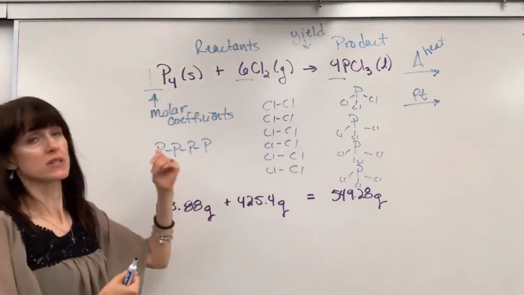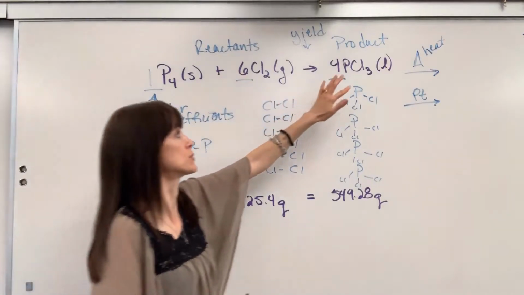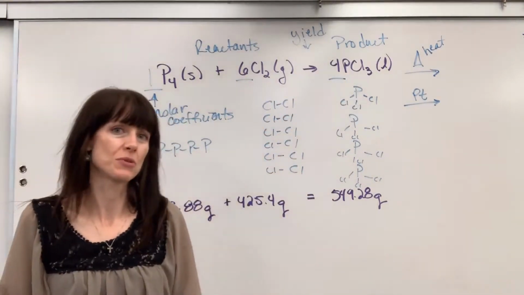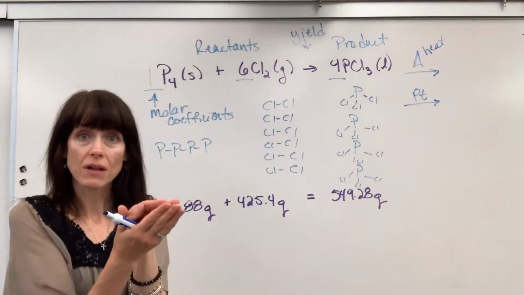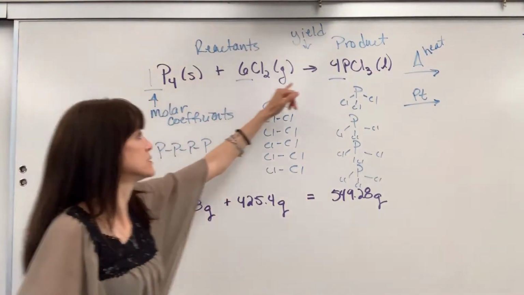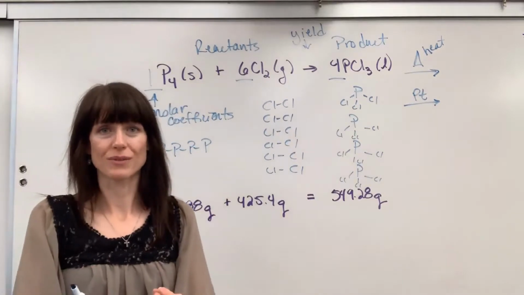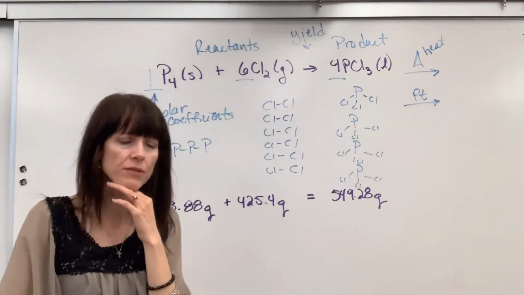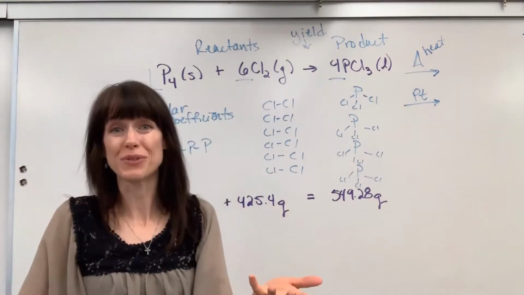1 mole of phosphorus molecule reacts with 6 moles of chlorine to produce 4 moles of phosphorus trichloride. So you can look down at the atomic level, but then we can also look at the molar level. And these coefficients are ratios. Let me give you another example of a ratio that you've used in your life.